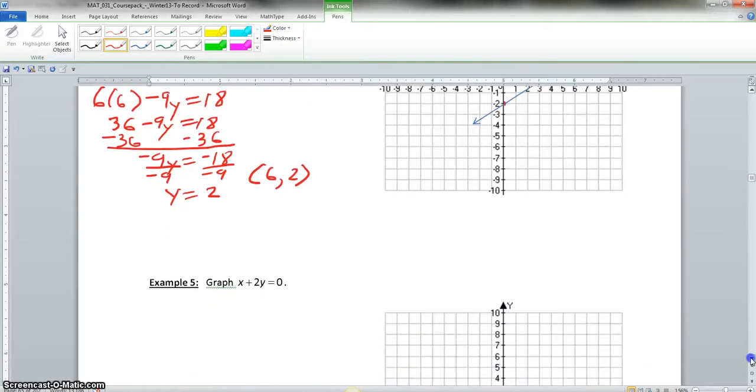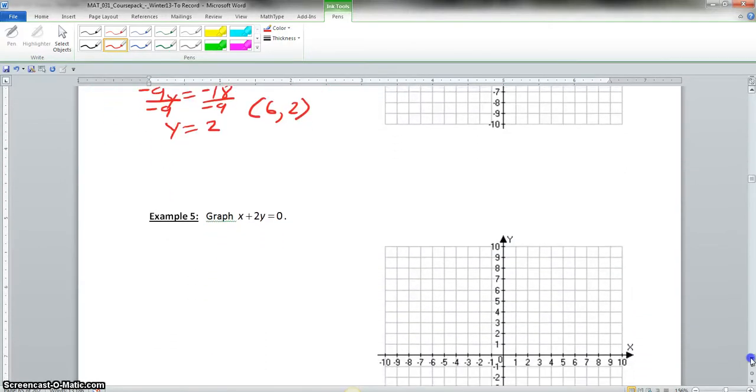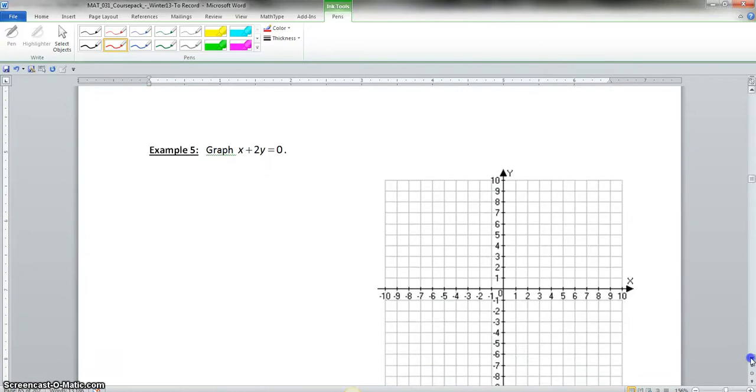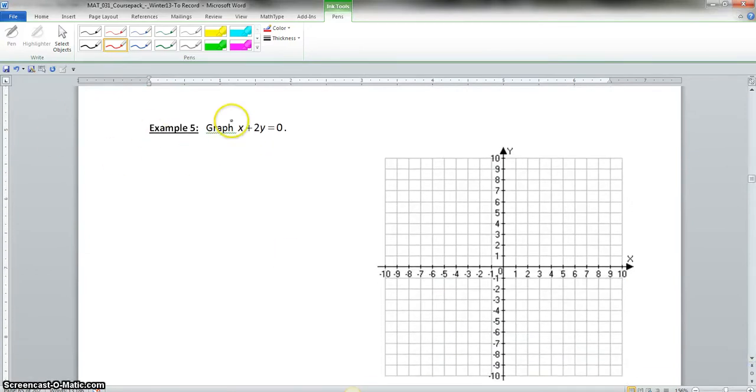It tells us to graph x plus 2y is equal to 0. Now we could use the same formula we used above here. Let's find the x and y intercepts first. So with the x-intercept, y is 0. So it'd be x is equal to 0. So our ordered pair here would be 0, 0.